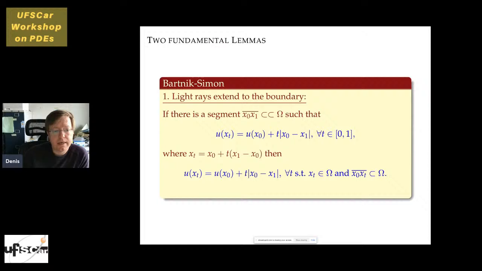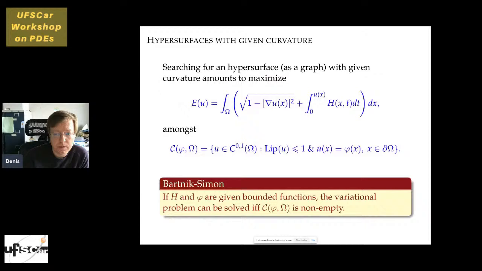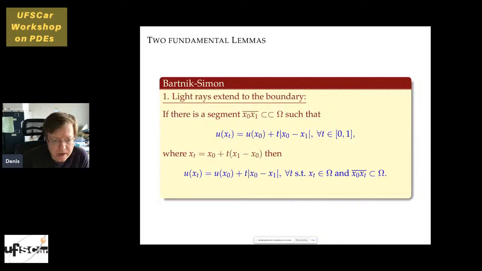It says that if in a graph, and what I'm telling you here for the moment is that I'm assuming some hypothesis on this h of x and t. Let's assume for the moment it's smooth, let's say bounded, it's enough, but L infinity for sure. It says that if the graph contains a small piece of light ray, what does it mean? It means that the solution is affine along a direction. So u at point x_t is u at point x_0 plus t times the difference, the distance from x_0 to x_1. Then if there is a small piece of light ray, then this light ray extends up to the boundary. Okay, so if the graph contains a piece of light ray, then the light ray goes until the boundary.